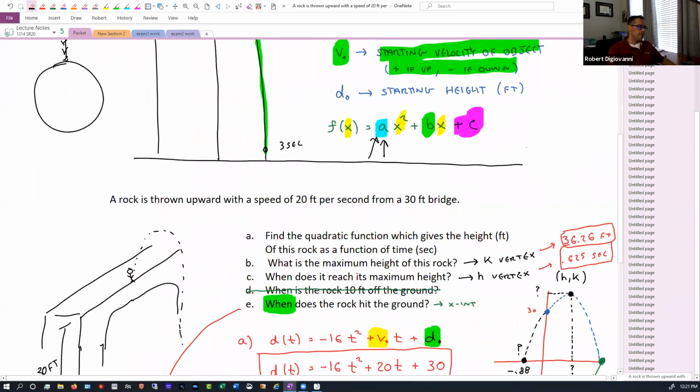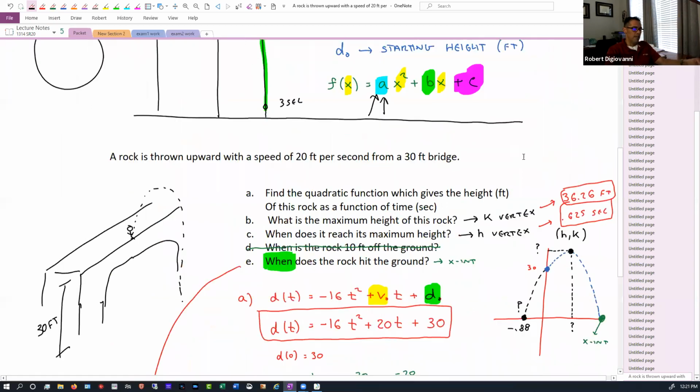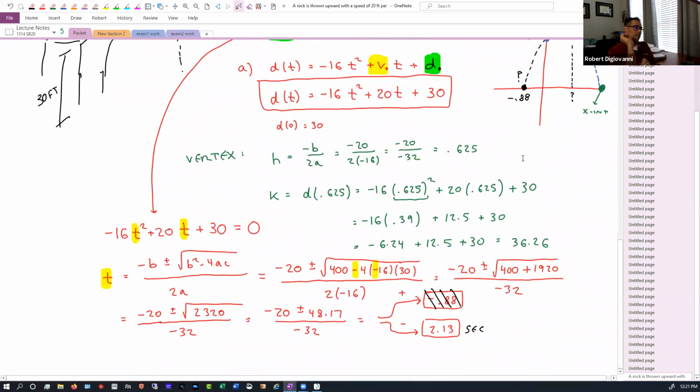Okay, so let's summarize this whole problem. A person is standing on a 30-foot bridge and throws a rock into the air, giving it a speed of 20 feet per second as it leaves their hand. It travels up. It takes 0.625 seconds to reach its peak. At its peak, it's 36.26 feet high. Then it starts to drop, and it takes a total of 2.13 seconds from when it left the person's hand for the rock to get back to the ground, not to the bridge, but below the bridge onto the ground.